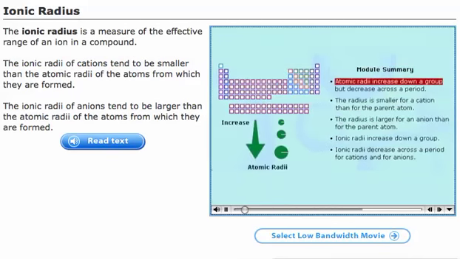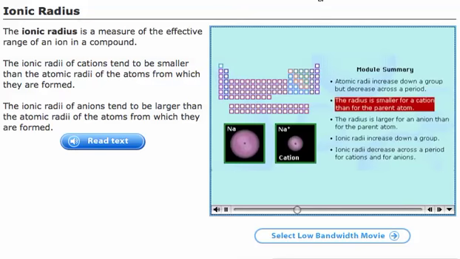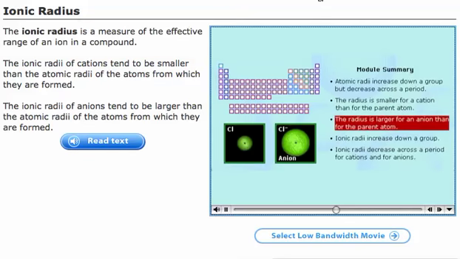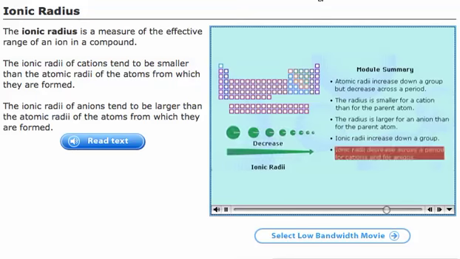Atomic radii increase down a group, but decrease across a period. The radius is smaller for a cation than for the parent atom. The radius is larger for an anion than for the parent atom. Ionic radii increase down a group. Ionic radii decrease across a period for cations and for anions.